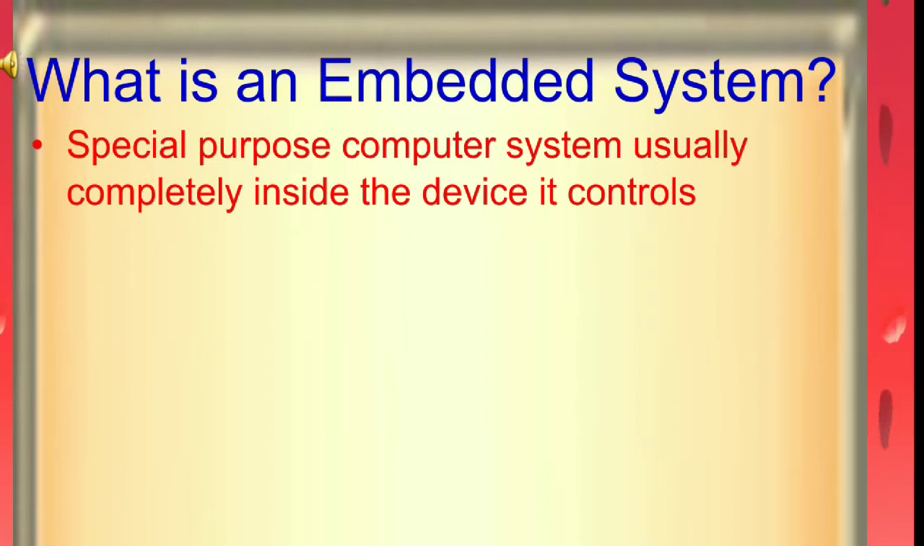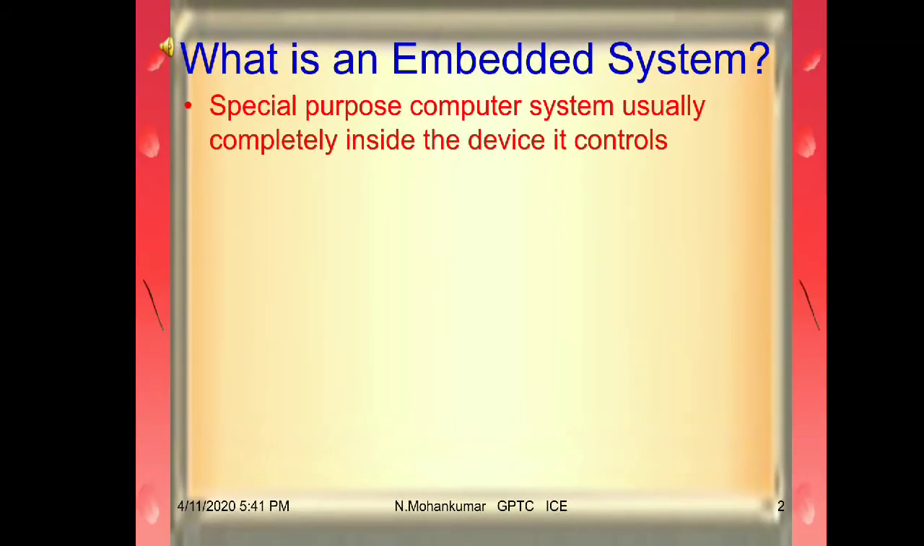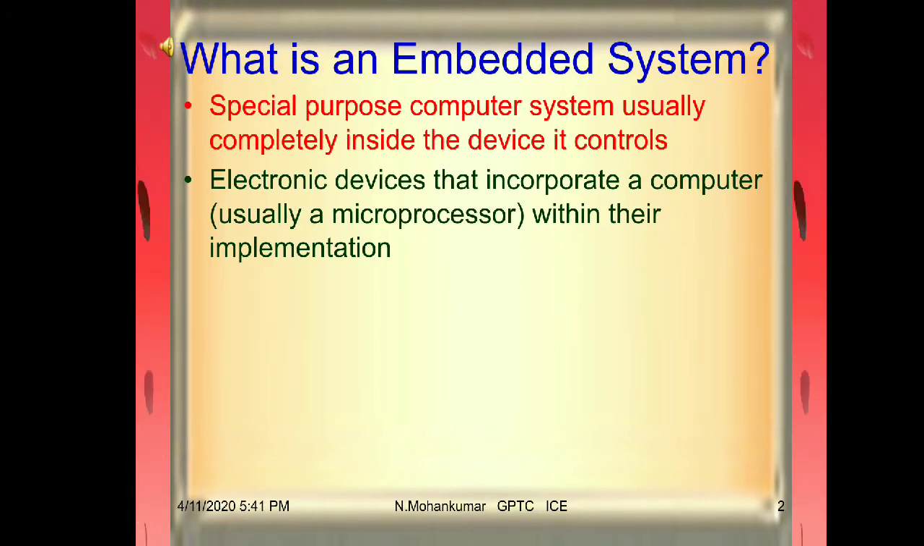In this example, your television is the main system and the small subsystem embedded into the main system is an embedded system. This way you can define what is embedded system. Another way you can say the embedded system is an electronic device that incorporates computer in their implementation. That means, as I told you, a small system embedded into the main system. In that example, a small computer system embedded in your television to control various functions of your TV is an embedded system. That embedded system is nothing but an electronic device that incorporates a small microprocessor or microcontroller.